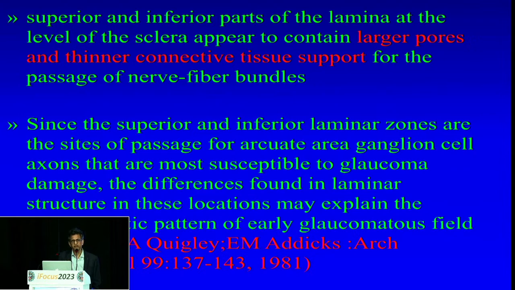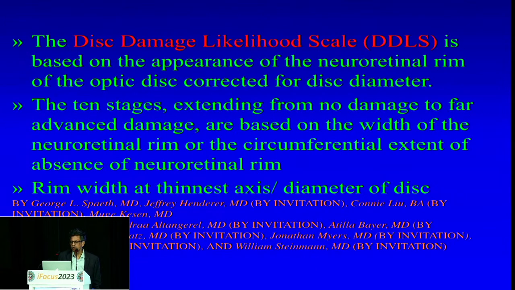Yes, we know that in NTG, the effect is because of vascular changes, and vascular is another phenomenon by which the optic nerve gets damaged. But the primary thing that we follow is the pressure gradient, and that is why we always tend to control the pressures. That's one thing we can control.